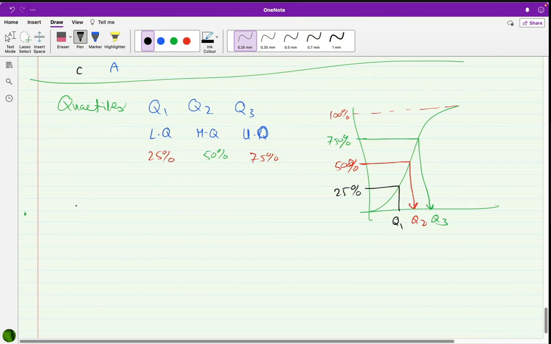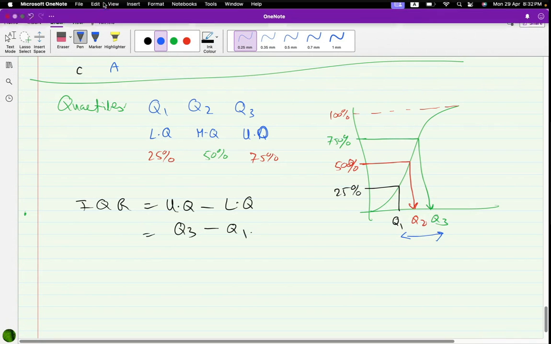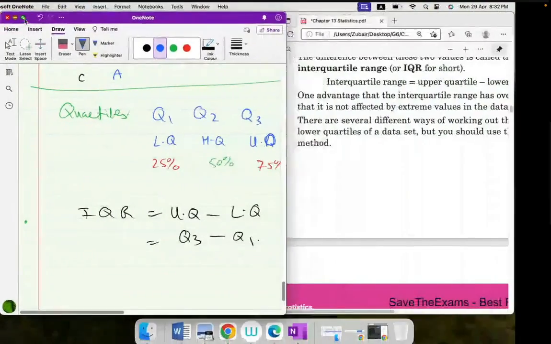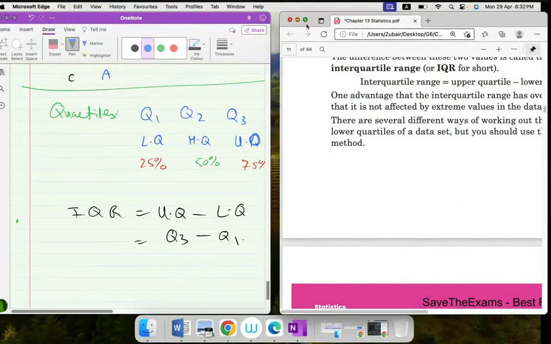Then we have the interquartile range. That is upper quartile minus lower quartile, Q3 minus Q1. This is the 50% spread. So if we subtract these, I'm getting this spread, or say the range between these two.